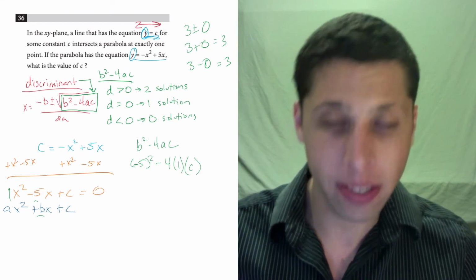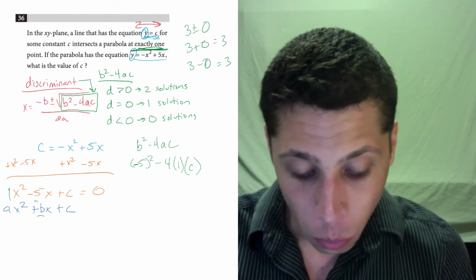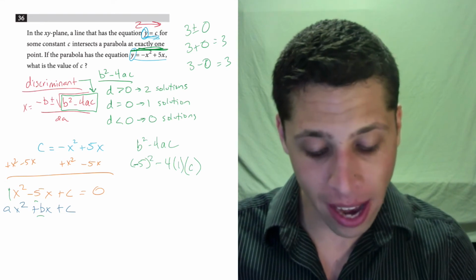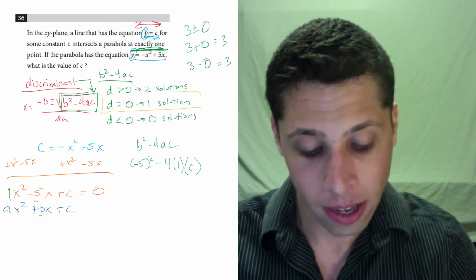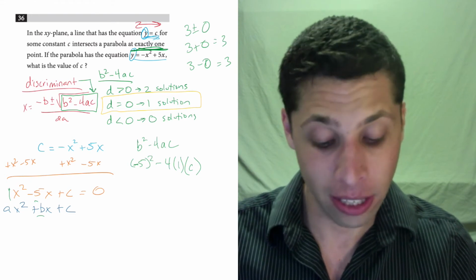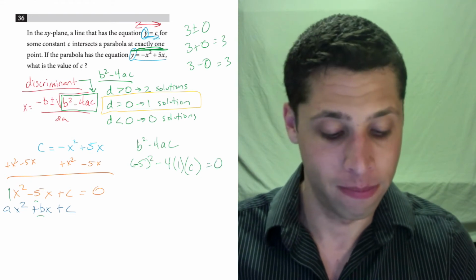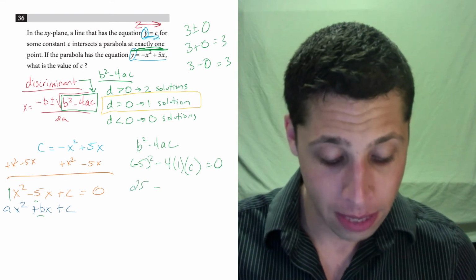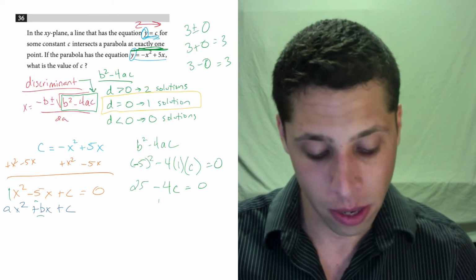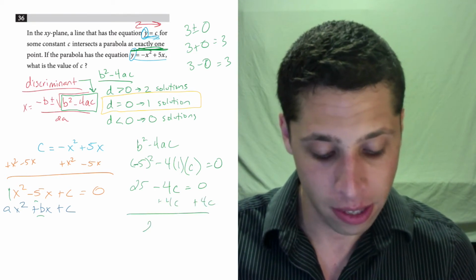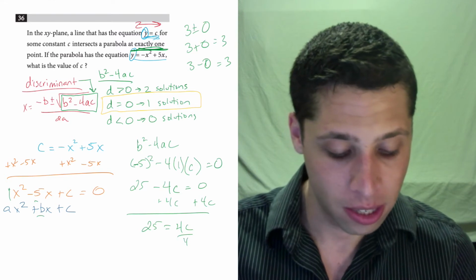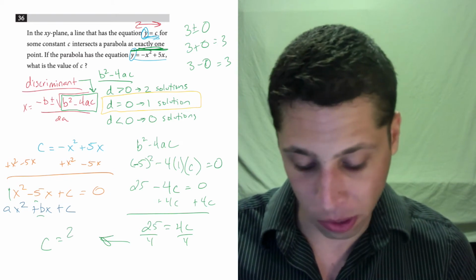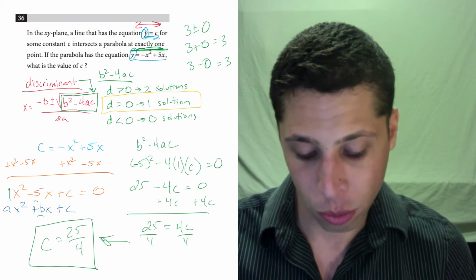And what is it that I want to happen? Well, I want there to be one solution, exactly one intersection. So that means I need to set my discriminant equal to 0. Now I have an equation I can solve. 25 minus 4c is equal to 0. Add 4c to both sides. 25 is equal to 4c. Divide by 4, and there's your answer. C is equal to, I'm just going to leave it as a fraction because you can bubble that, 25 fourths.